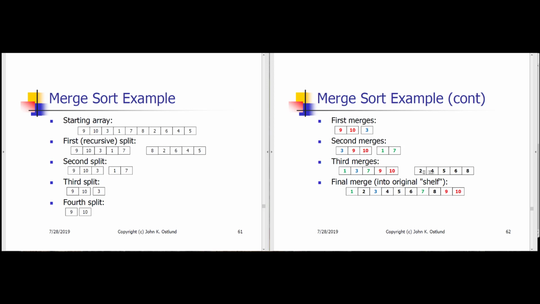And over on the right-hand side, we will have created a sorted array containing 2, 4, 5, 6, and 8. It's easy to merge those two things together into our final sorted array of 10 items, 1 through 10.